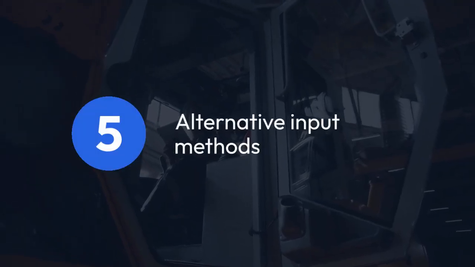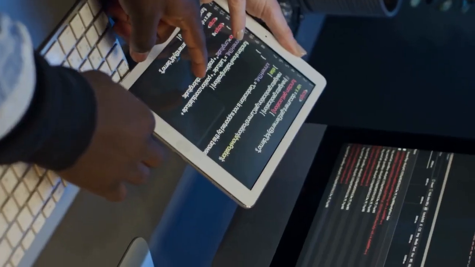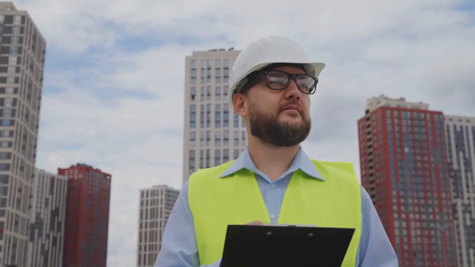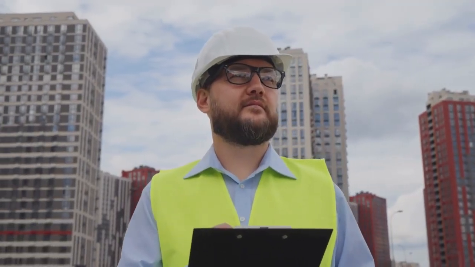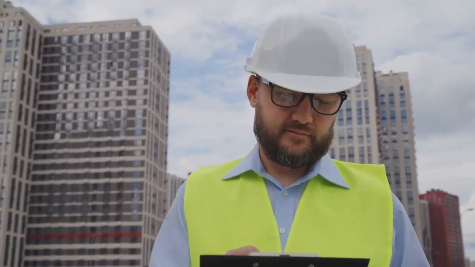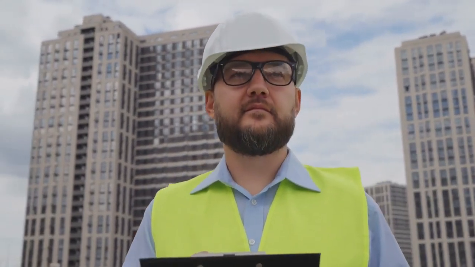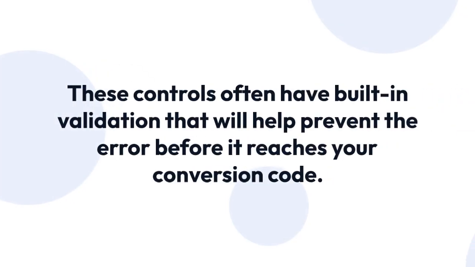5. Alternative input methods. If the source of your string is user input, consider using more controlled input methods, such as numeric-only text boxes or input validation controls to prevent invalid data from entering in the first place. These controls often have built-in validation that will help prevent the error before it reaches your conversion code.